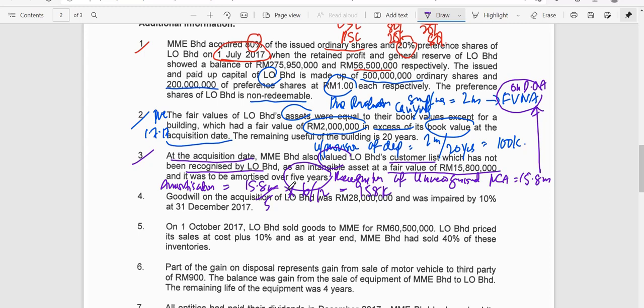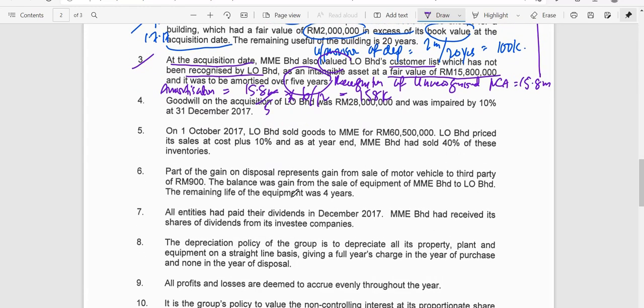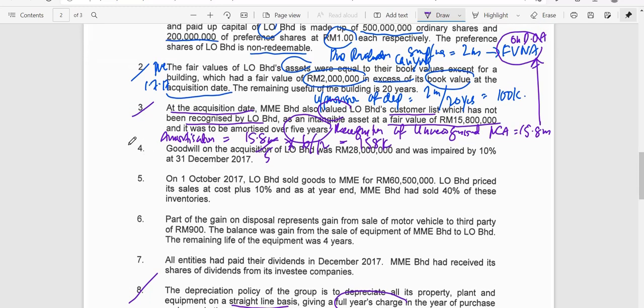For the case of a building, we do not amortize and later multiply that with 6 over 12 because of this statement here. You have the information: depreciation policy of the group is to depreciate all its property on a straight line basis, and you need to give the full year depreciation, right? So therefore it is being charged full year, so it is actually annual basis for item A. But for item number 3, it has to be done according to the post acquisition period.